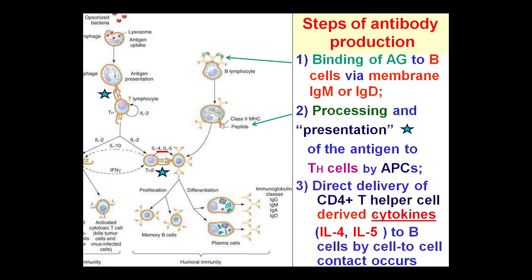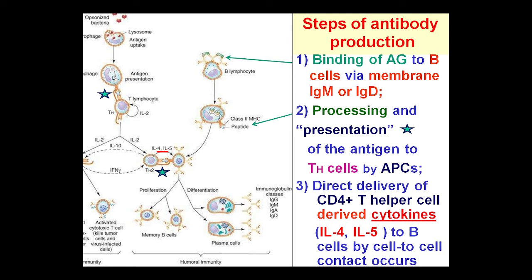Steps of antibody production. First, binding of antigen, green, to B cells, or binding of antigen to antigen-presenting cells of the macrophage type. After that, processing and presentation of the antigen to T helper cells. What you see here, that B cell via combination of the antigenic peptide with the MHC2 molecule presents antigen to the T helper cell type 2.